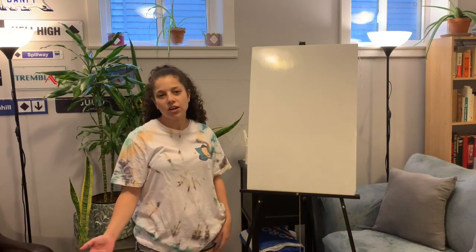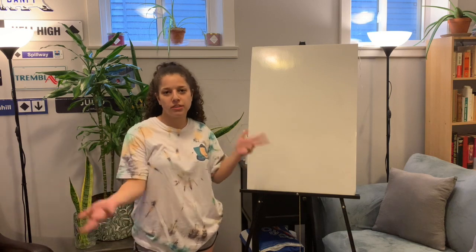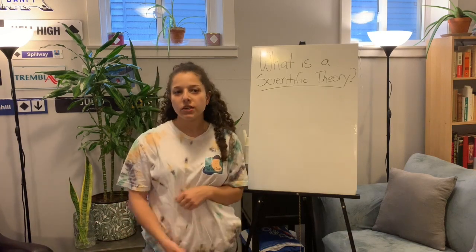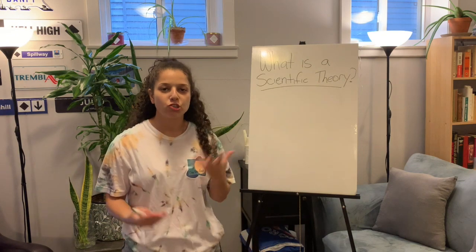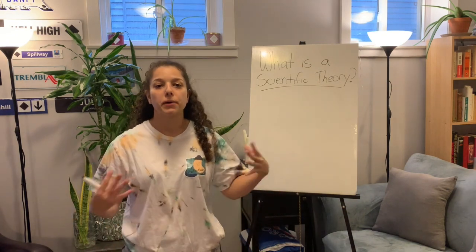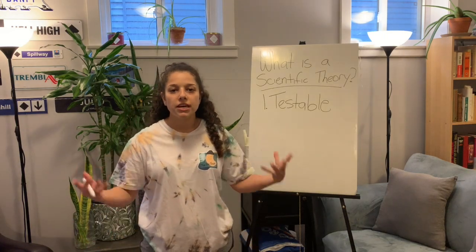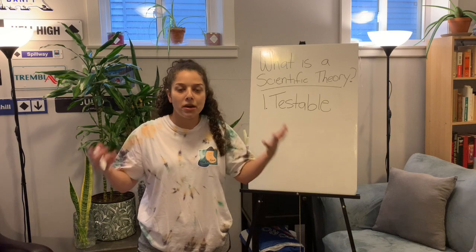So today we're going to be talking about scientific theory and how it applies to evolution. So let's get started. Alright, so what is a scientific theory? There's two things that go into a scientific theory. The first thing is that it must be testable. What that means is that it must be a theory that we are able to measure.